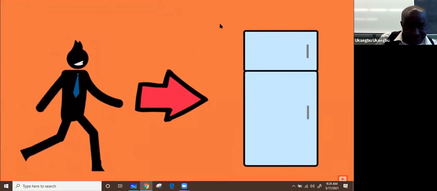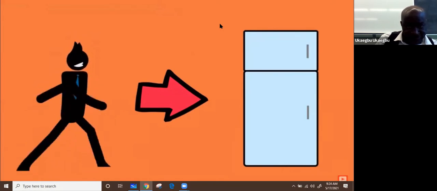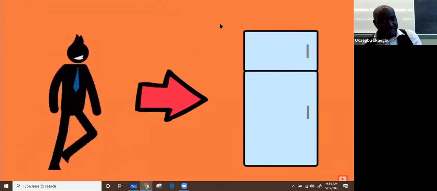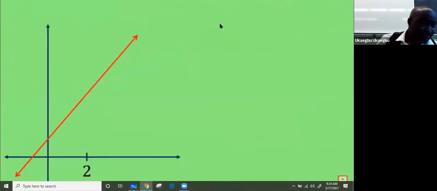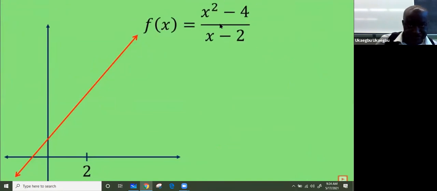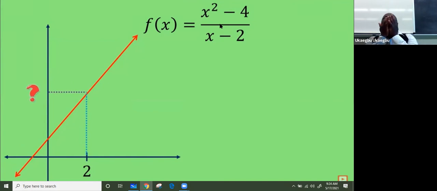This is the key difference with limits. They are used to describe what value a function is approaching. They are not used to describe the value the function actually reaches. Let's see how this works with yet another function. Let's go ahead and use x squared minus 4 all divided by x minus 2. Like before, we are interested in what value the function approaches as we use x values close to 2.